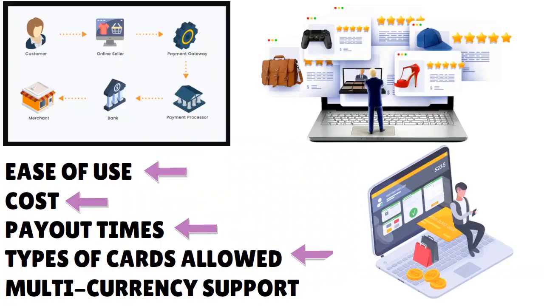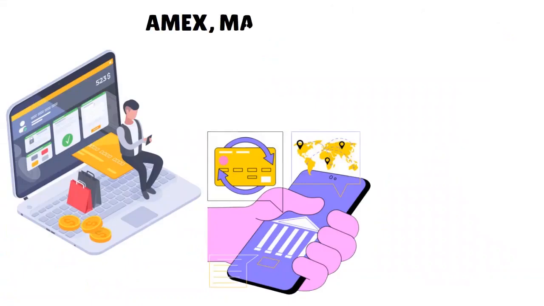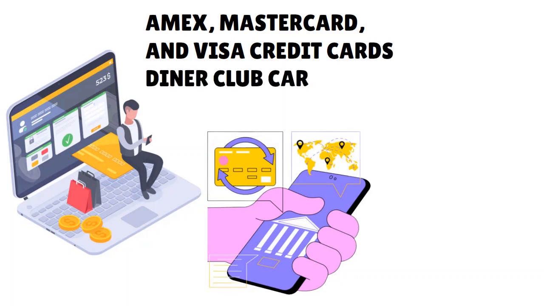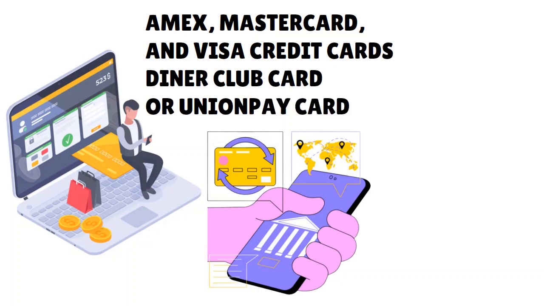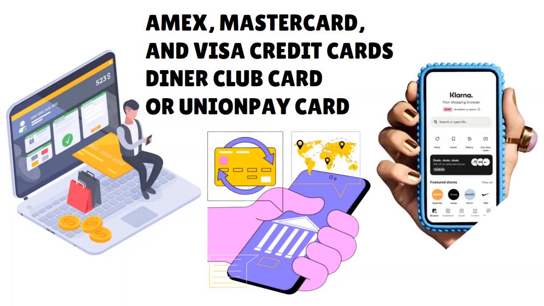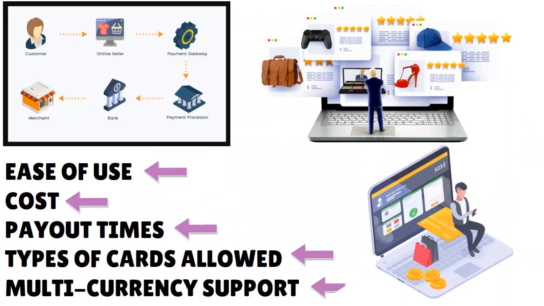What about the types of cards allowed? Almost all payment gateways accept American Express, MasterCard, and Visa credit cards. However, big payment gateways like Stripe and PayPal also accept lesser known card types such as, let's say, Diners Club, okay, and a Union Pay card. Make a list of the cards your target audience commonly uses and check whether the payment gateway that you have thought about can actually accept them, okay? For instance, if you are selling in Germany, make sure the payment provider accepts Klarna payments.